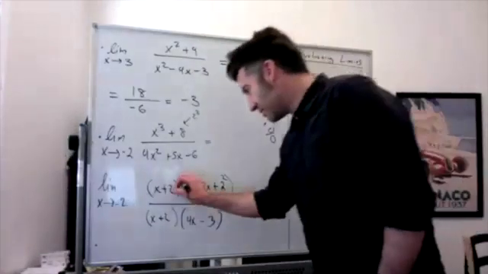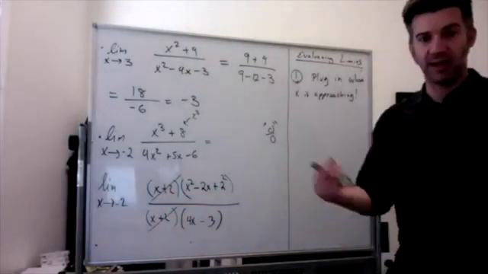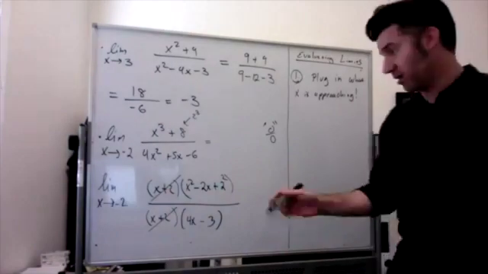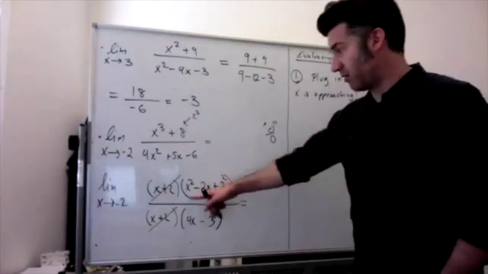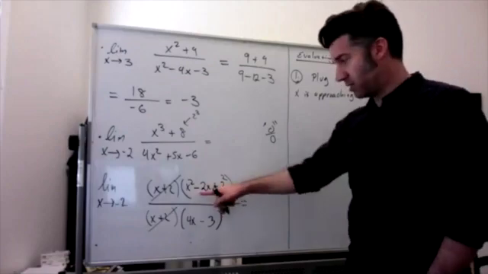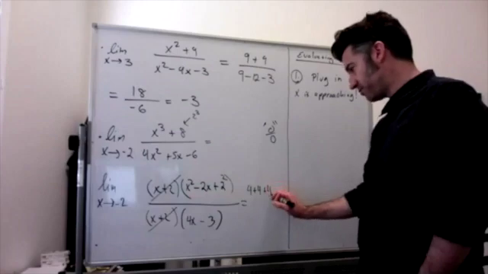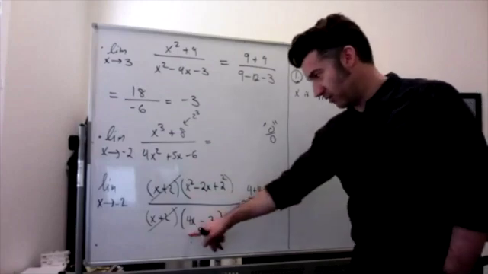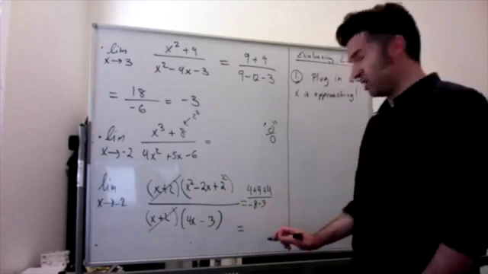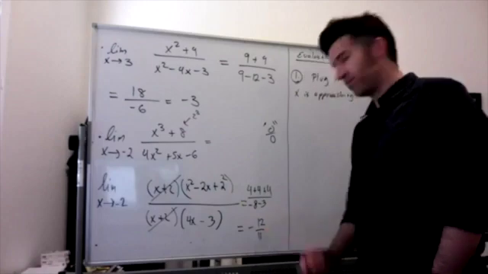And now we can cancel those. Personally, I like to write another line just doing the limit of this, but since I'm kind of out of room, I might just plug it in here. If I plug in -2 to the top, I'm going to get -2 squared is 4, minus 2 times -2 is plus 4, plus 2 squared is 4, over, plug in -2 here, I get -8 minus 3. So my answer ends up being 12 over -11, or -12 11ths.